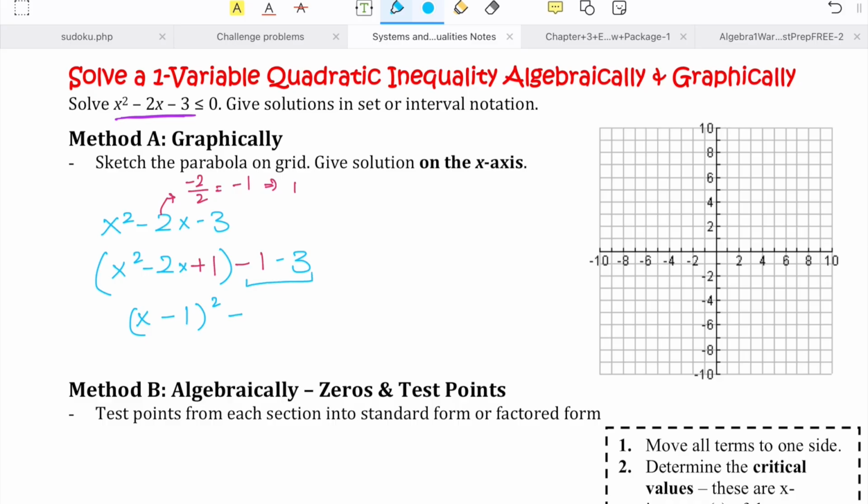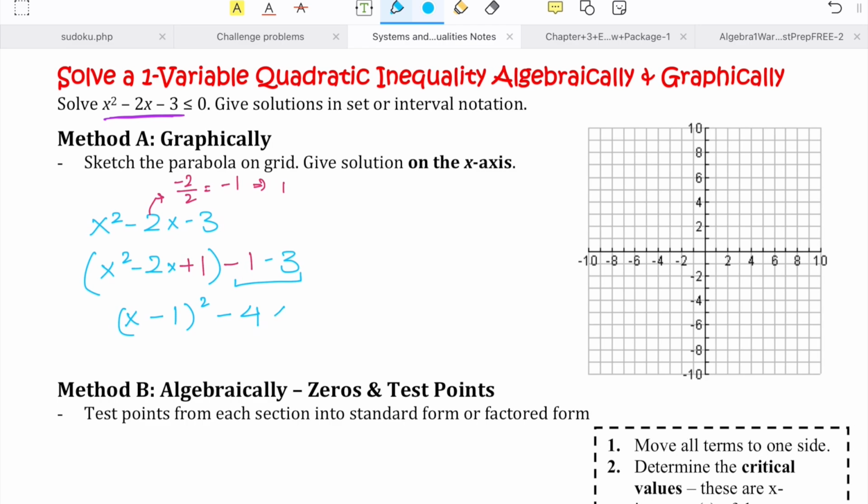-1 minus 3 is -4. This is from quadratic equation, you guys, completing the square, right? And that's less than or equal to 0. Okay, so my p and q values will be 1 and -4. 1 and -4 is right here.